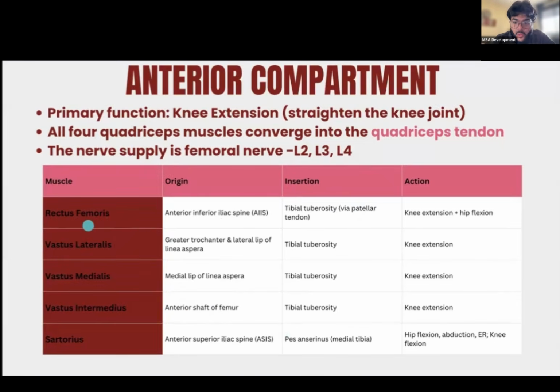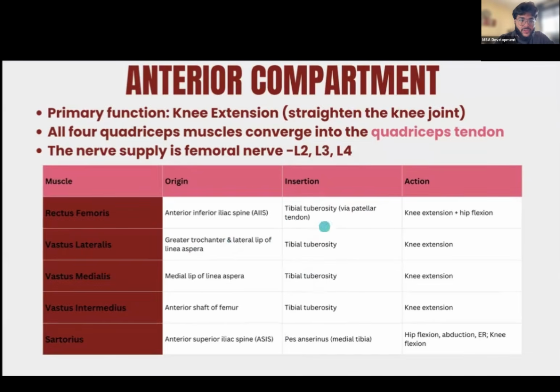So we have the rectus femoris. The origin of the rectus femoris is the anterior inferior iliac spine. It's responsible for flexion of the hip, and it's the only quadriceps muscle that crosses the hip joint. Next up, we have our vastus lateralis. This muscle originates from the greater trochanter and the lateral lip of the linea aspera. I hope I pronounced that right. And it's responsible again for knee extension, and basically inserts into the tibial tuberosity.